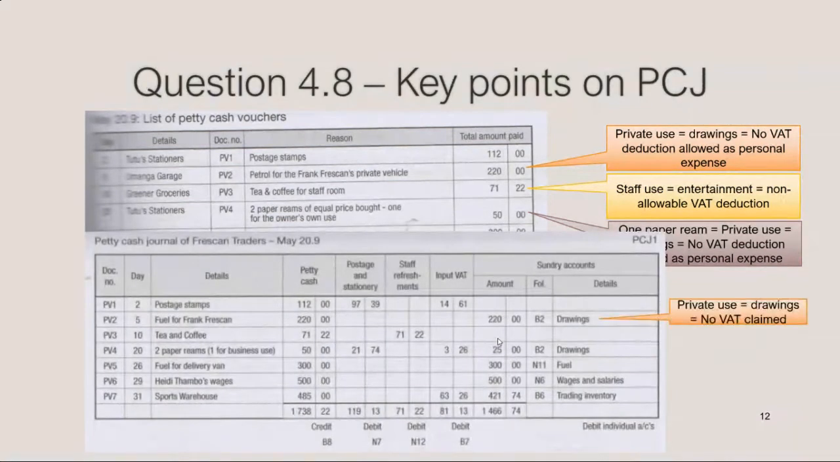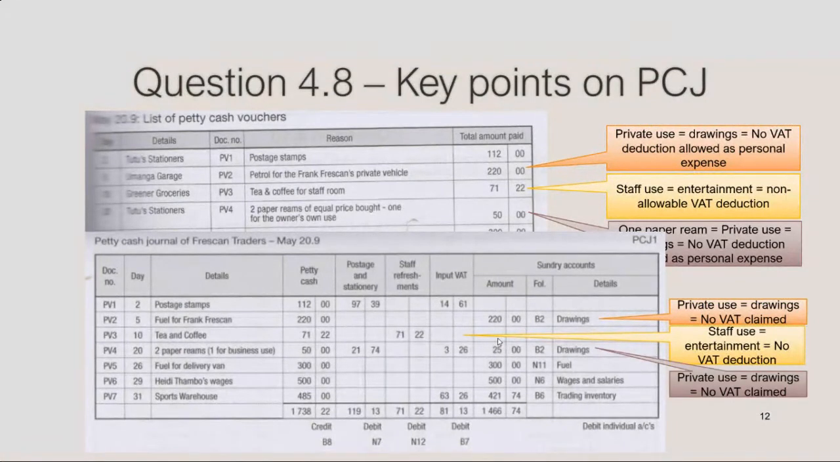Okay, so for those three, you would see because it's drawings, there's no VAT implication. Because it was for entertainment purposes, staff refreshments, we do not have VAT on that transaction. And then the one where there were 2 paper reams, you would see half of it went to drawings. So only half of it would have VAT on it. Oh, I didn't do that calculation. So this VAT 3.26 would have been based on 25 Rand and not the 50.